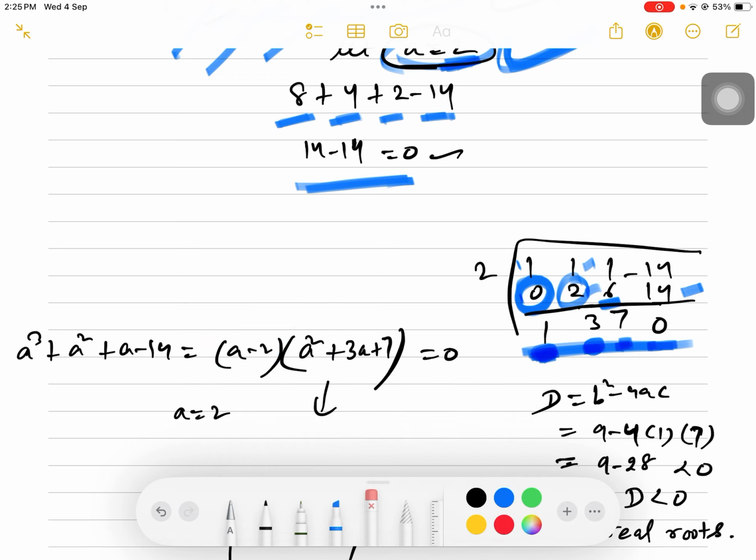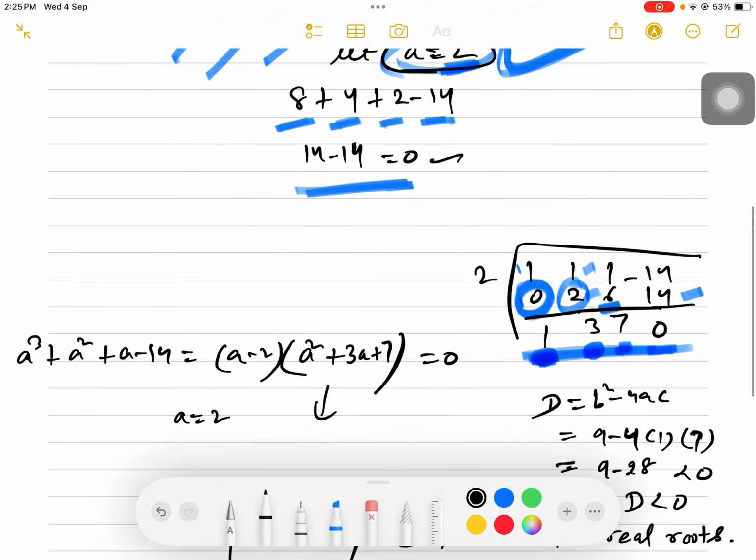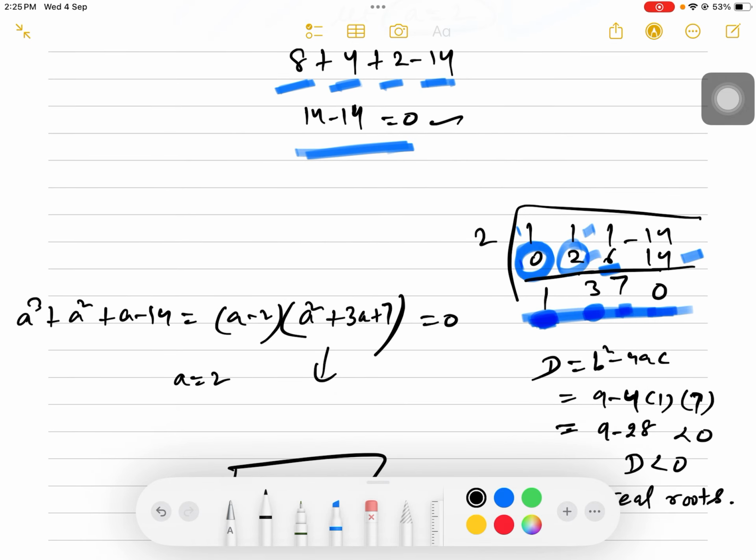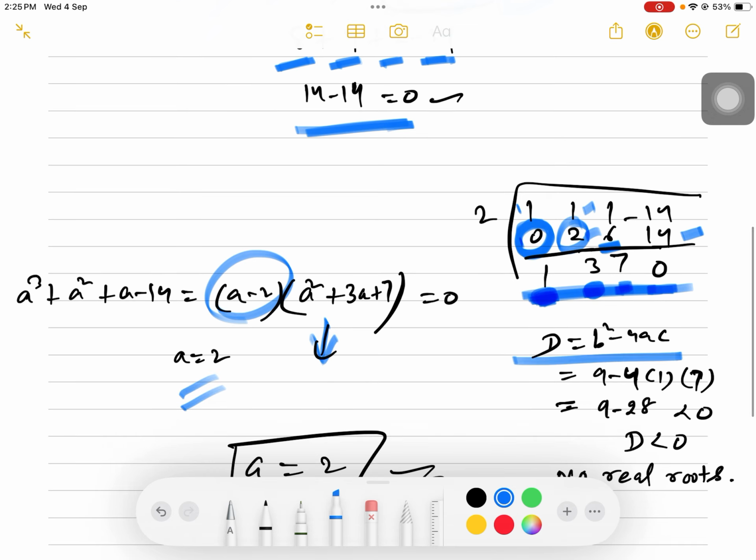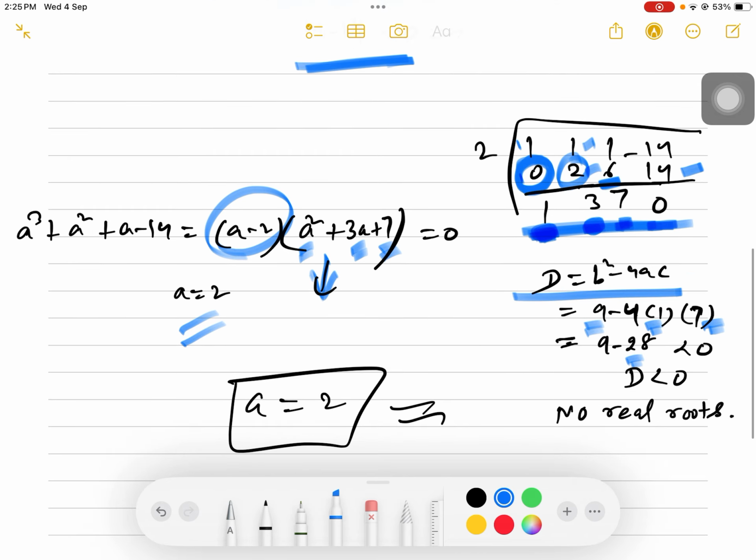Since the product of these two factors equals 0, we will get the a value from each factor. From a minus 2 we get a value 2, and from the other factor we have to find. First check the discriminant, D equals b square minus 4ac. The b value is 3, a value is 1, and c value is 7. So b square means 3 square, 9, minus 4 into 1 into 7, that is 9 minus 28. It is coming lesser than 0.